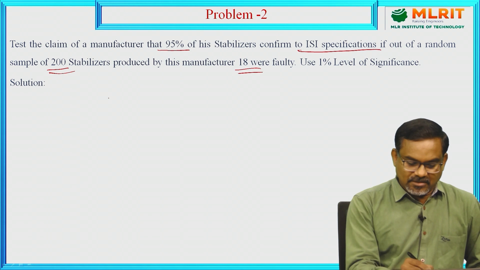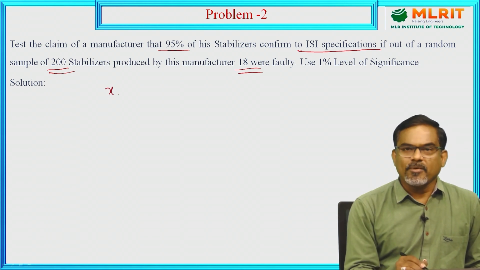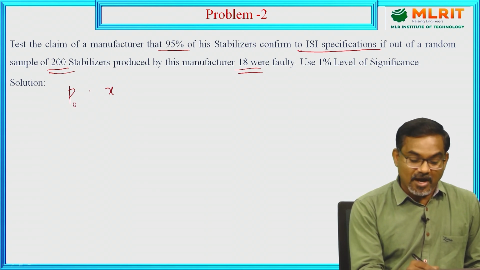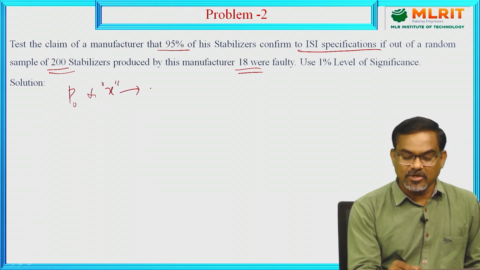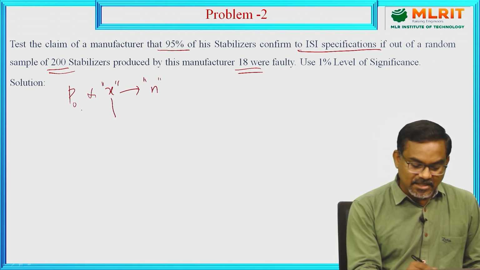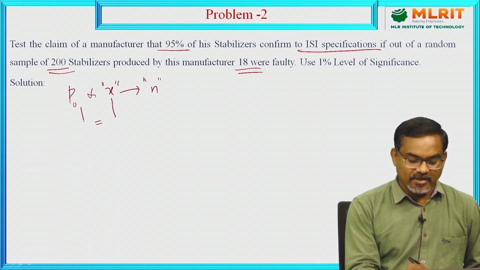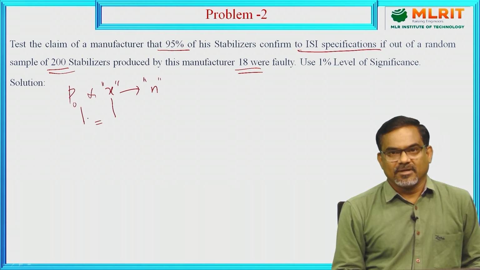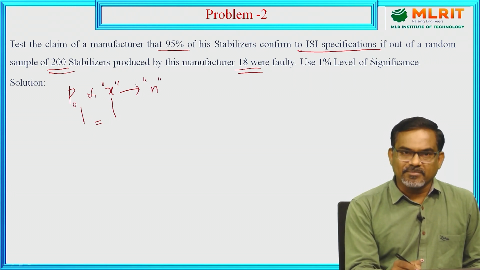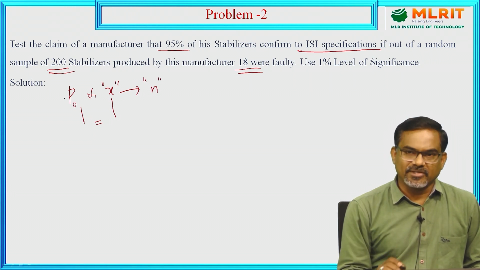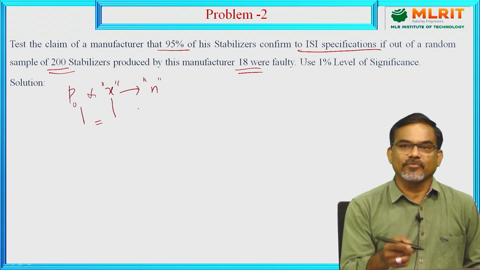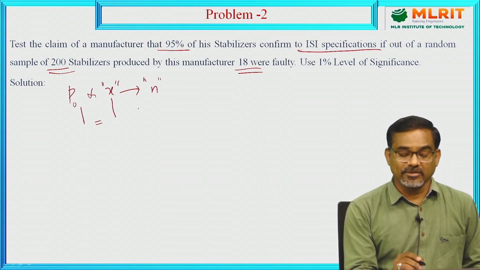Here we have the proportion of successes P naught, and X, the number of successes out of n trials. And the main point is that this X and this P naught should be used in the same context. If X denotes defective items, P naught must be the proportion of defective items. If X denotes non-defective items, then P naught should be the proportion of non-defective items. So this is the main point we need to observe.